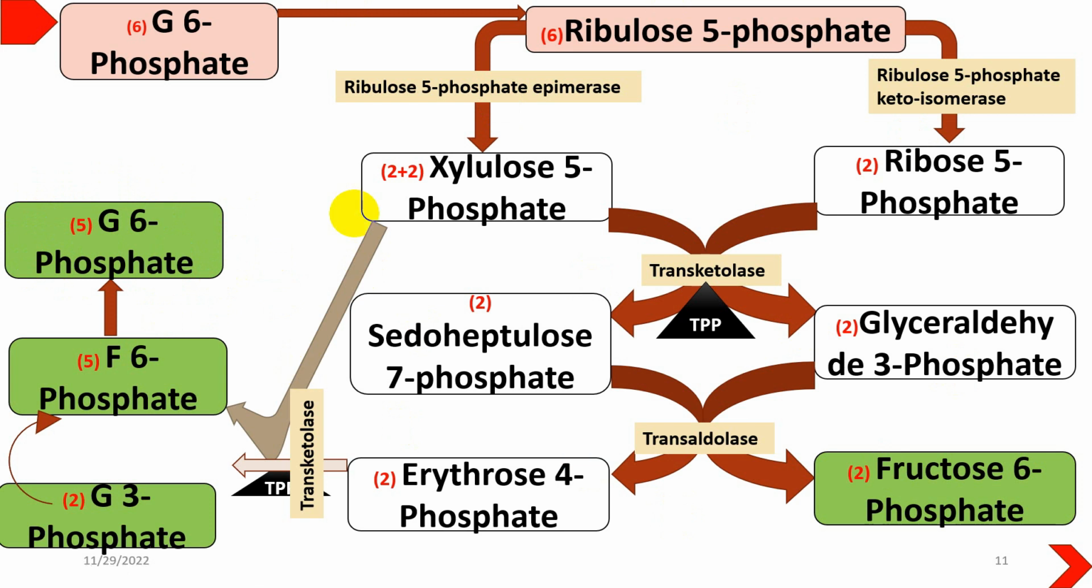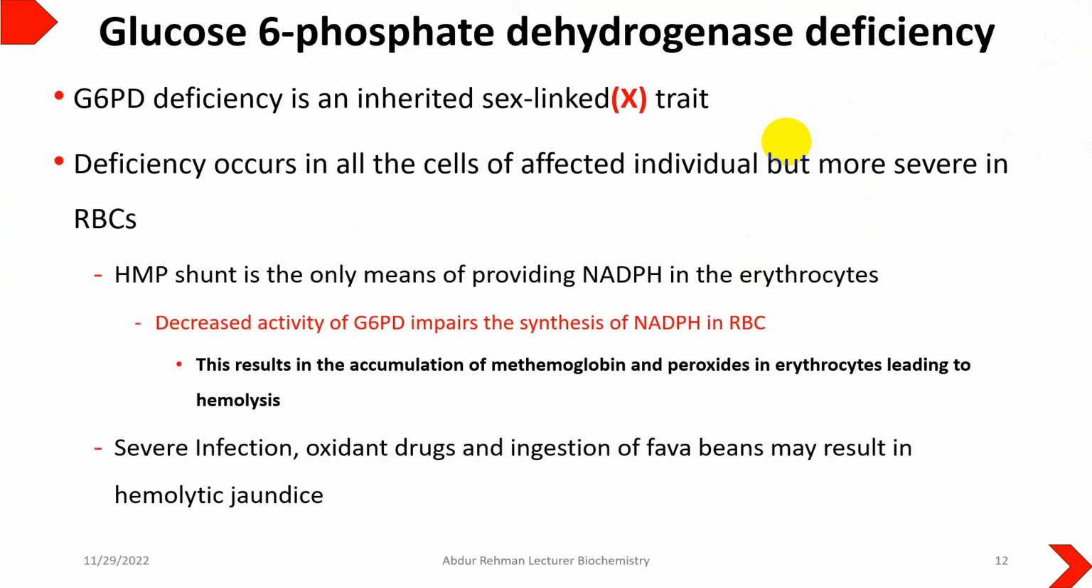So what was the purpose of this whole pentose phosphate pathway? The purpose was not about the generation of ATP this time, but to give you ribose 5-phosphate on the way, and to give you NADPH, which is very important for the different functions of the cells.